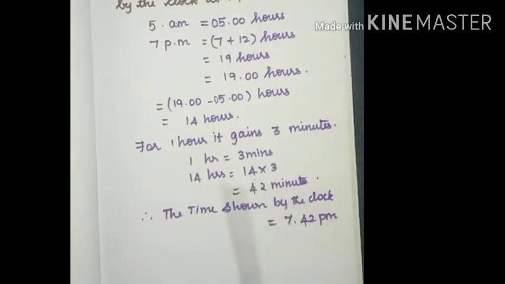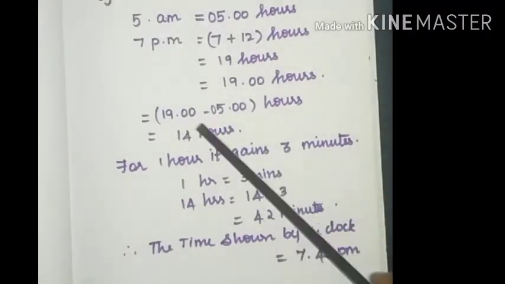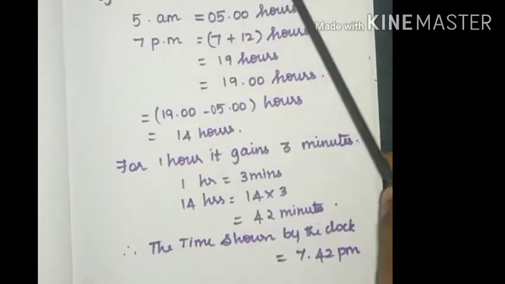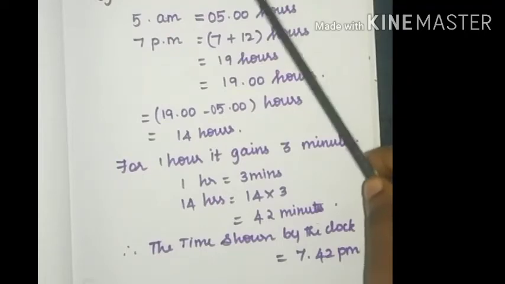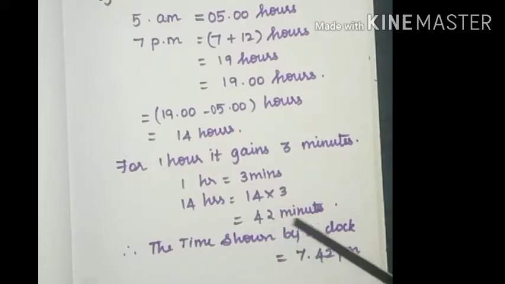Students, listen carefully. First you have to convert AM PM into railway time format. 5 AM as 5 hours. 7 PM as 19 hours. Then we have to find the difference. That is 19 minus 5 equal to 14 hours. Here the given question is for 1 hour it gains 3 minutes. For 14 hours means 14 into 3, that is 42 minutes. The time shown by the clock at 7 pm is what? 7 hours 42 minutes, that is 7:42 pm.